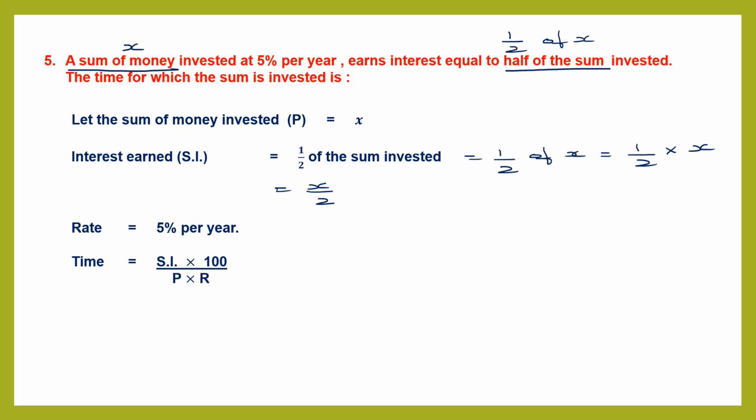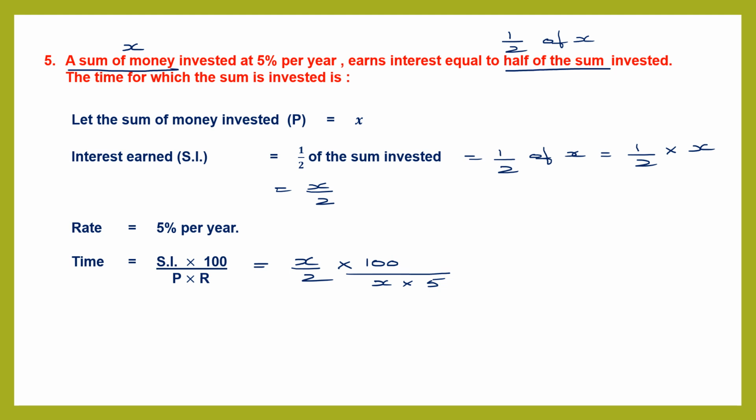Let's substitute. So simple interest is X by 2. SI, we just found out interest earned is X by 2, then into 100, divided by P into R. Principal is X and R is the rate of interest, which is 5%.